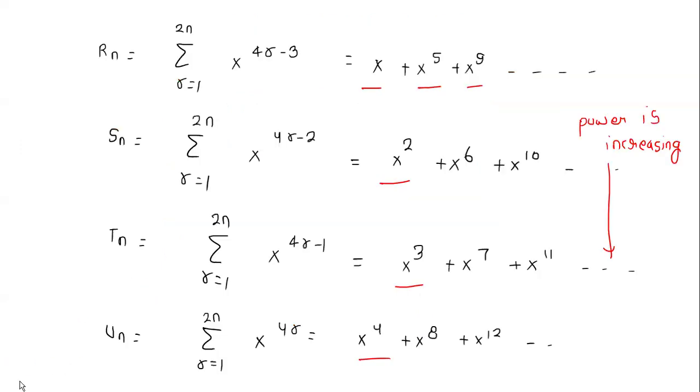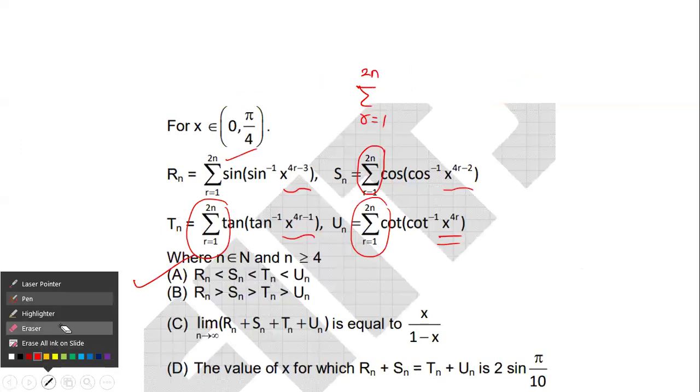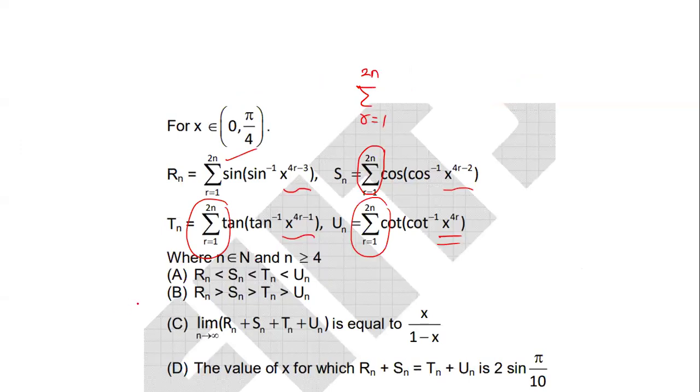this A option is wrong. Actually, this B option is correct. This R of n is greater than S of n is greater than T of n, and T of n is greater than U of n. So this B option is correct, and this A option is wrong.